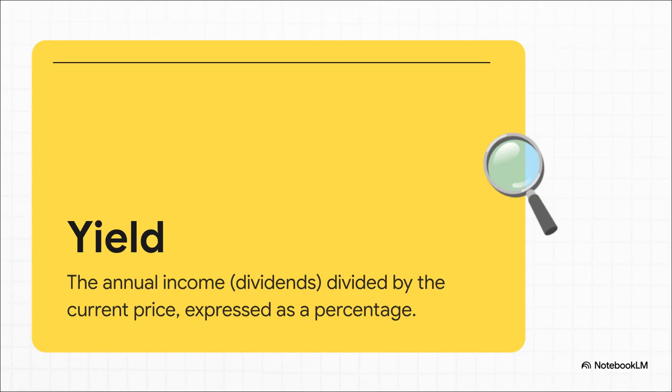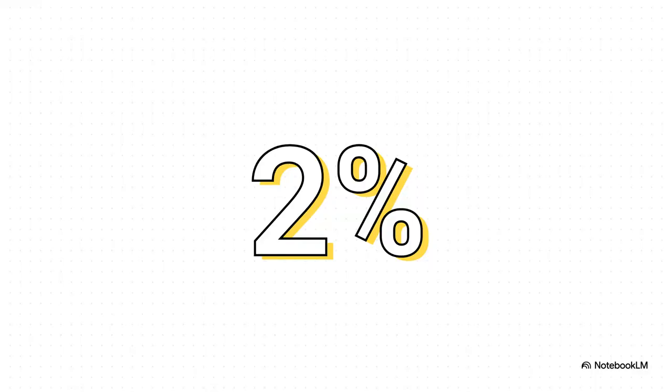Now, here is the most important part to remember. Yield only looks at the income. It completely ignores whether the price of your investment, the tree itself, went up or down. All right, let's make this super simple. Let's say you own an ETF, and it's trading at $100 a share. Over the course of a year, it pays you $2 in dividends. You just take that $2 of income, divide it by the $100 price, and there you go. You've got a 2% yield. It's a really simple snapshot of your cash return.